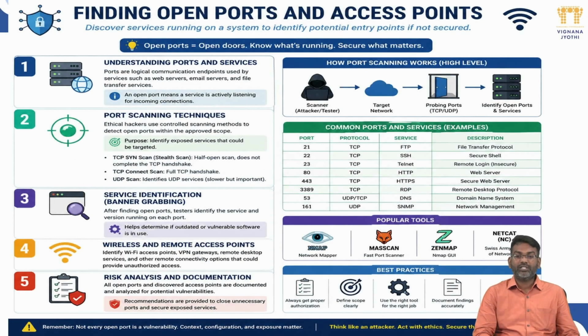Next, coming to open ports and access points. Open ports we generally use in the case of wired networks. In the case of wireless networks, we will be using access points, Wi-Fi access points, remote access points. So in finding the open ports, first of all, we have to understand the ports and their services. Every port will have its own services. Ports are logical communication endpoints. They are mainly used to provide required services like email services, web services, file transfer, FTP services, different types of services. Those ports should be properly understood.